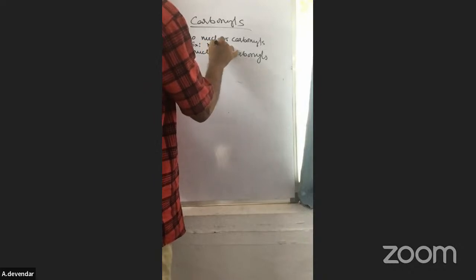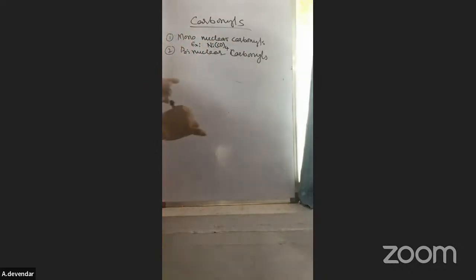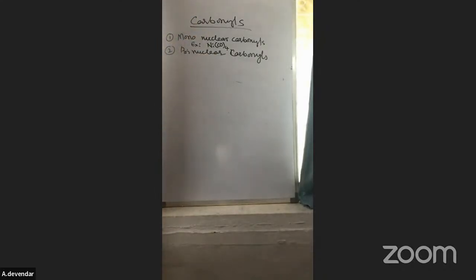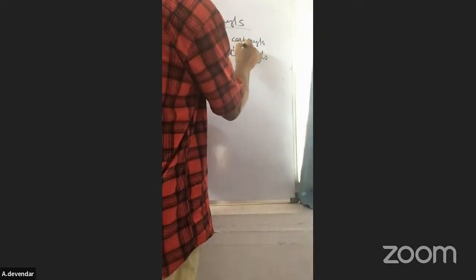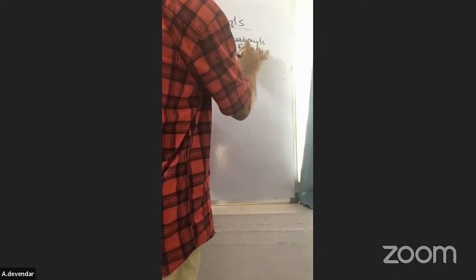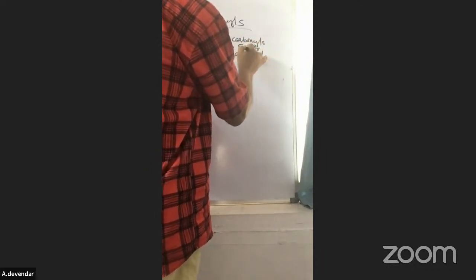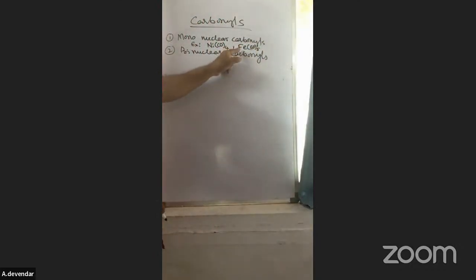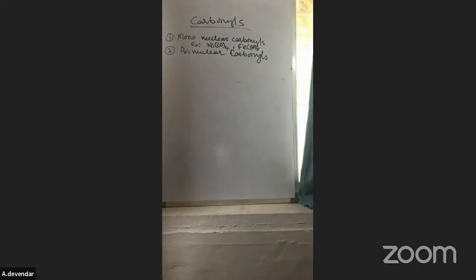Nickel tetracarbonyl: nickel is the central atom, only one is there, and four ligands are linked to the central atom. That is called a mononuclear carbonyl. Similarly, iron pentacarbonyl is a mononuclear carbonyl. Chromium hexacarbonyl is also mononuclear.